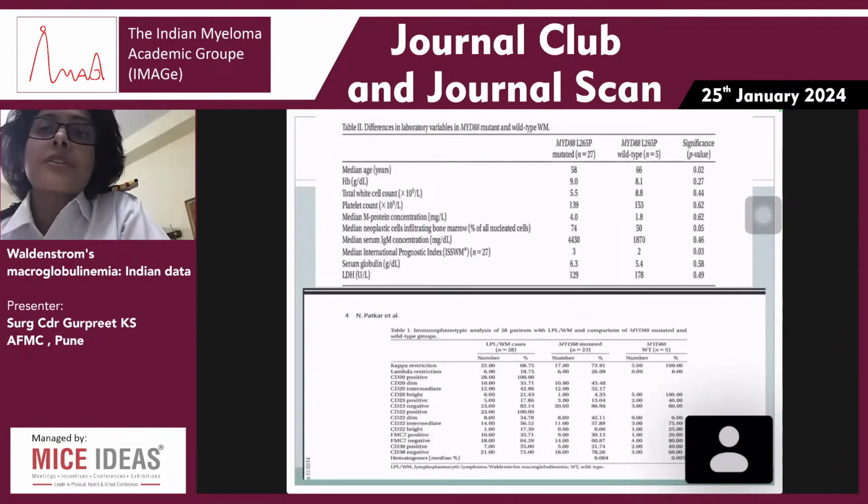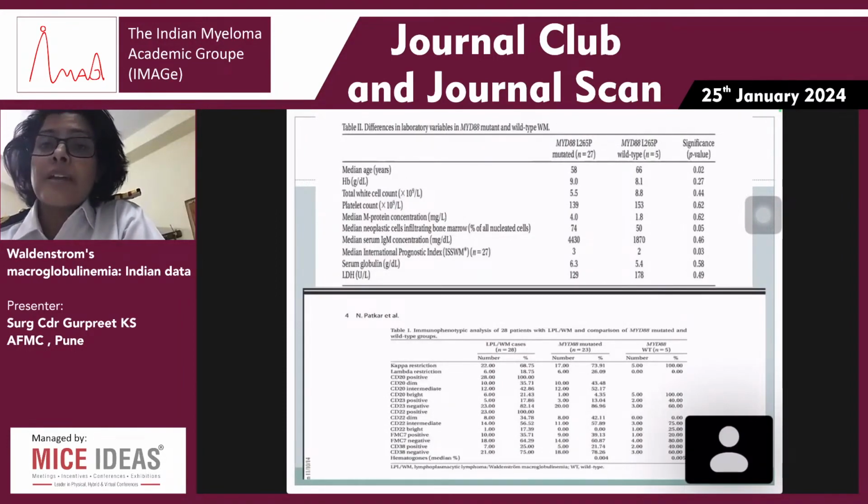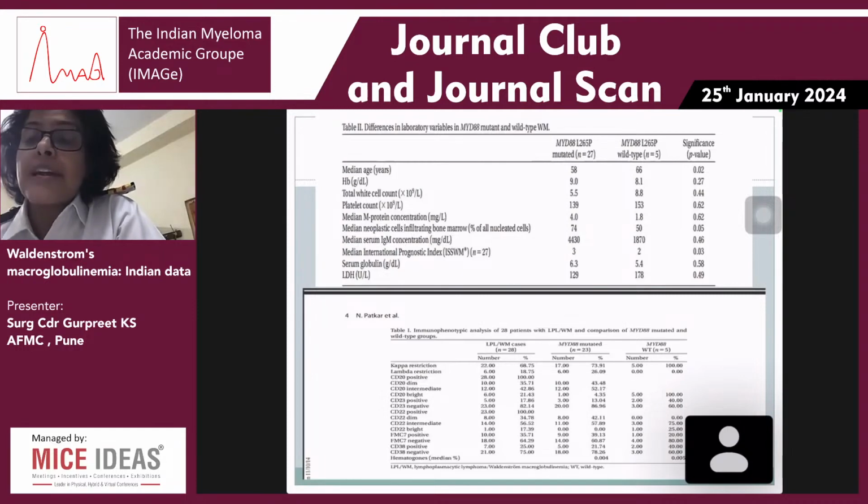So this was basically the differences in the variables that they found in the MYD88 mutant and wild type of WM. And what they also did was compare the immunophenotypic analysis of the patients who were MYD88 mutated and unmutated. One of the things they found was that there was kappa restriction in the MYD88 wild type cases. These also had a very strong expression of CD20, whereas the unmutated had a dim CD20.